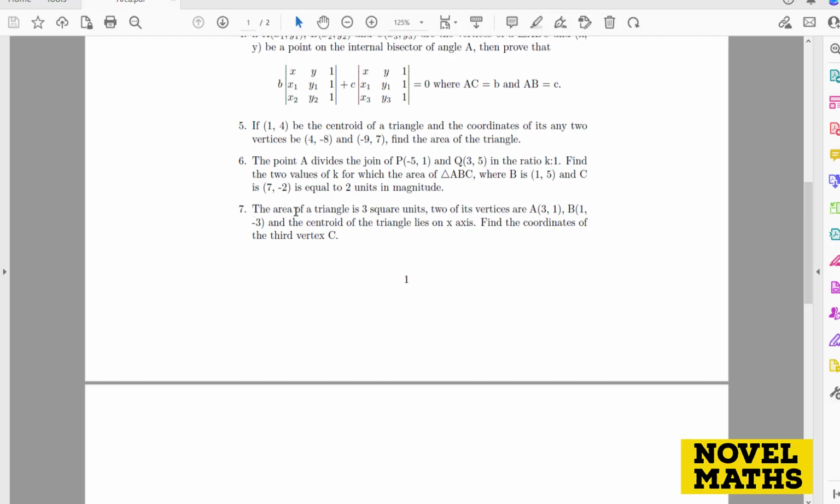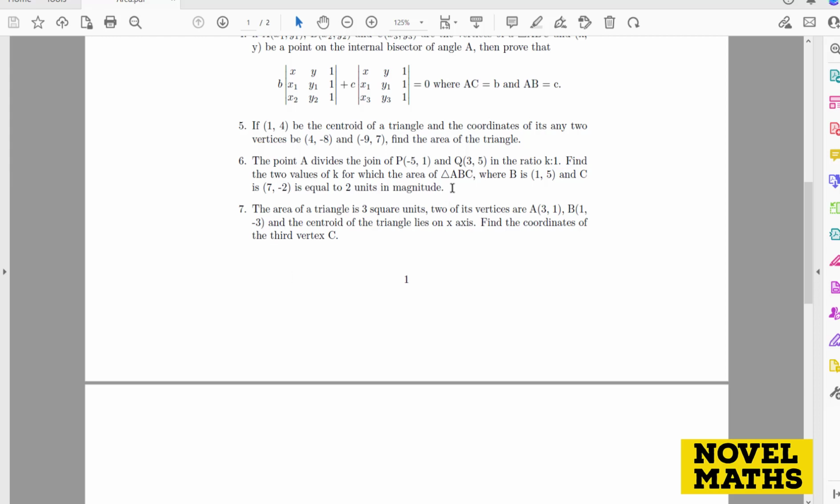Question 7. The area of a triangle is 3 square units. 2 of its vertices are given and the centroid of the triangle lies on the x-axis. Find the coordinate of vertex C. This is again a similar kind of problem where 2 coordinates are usually given. The third, you have to figure out using some way, right?